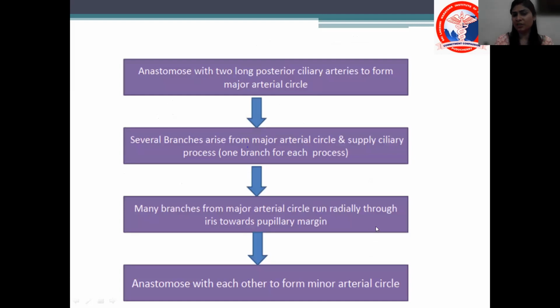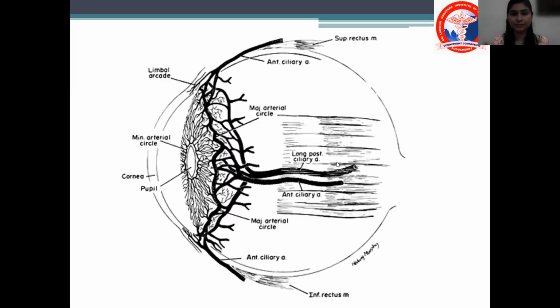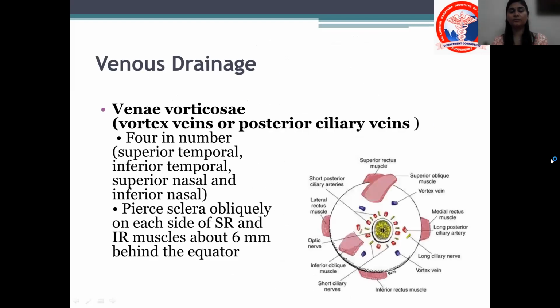And the major arterial circle gives branches that run radially on the iris, and they form a circle, which is called the minor circle. So we have 2 arterial circles from 3 main blood vessels, the 2 branches of the long posterior ciliary artery and the anterior ciliary artery. These are the muscular branches only from the inferior rectus, superior rectus, lateral and medial rectus.